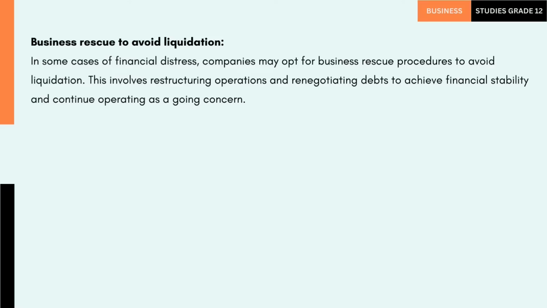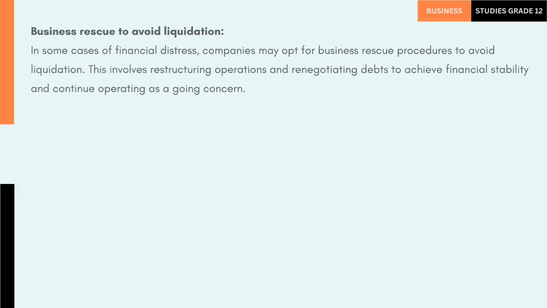C. Business rescue to avoid liquidation. In some cases of financial distress, companies may opt for business rescue procedures to avoid liquidation. This involves restructuring operations and renegotiating debts to achieve financial stability and continue operating as a going concern.